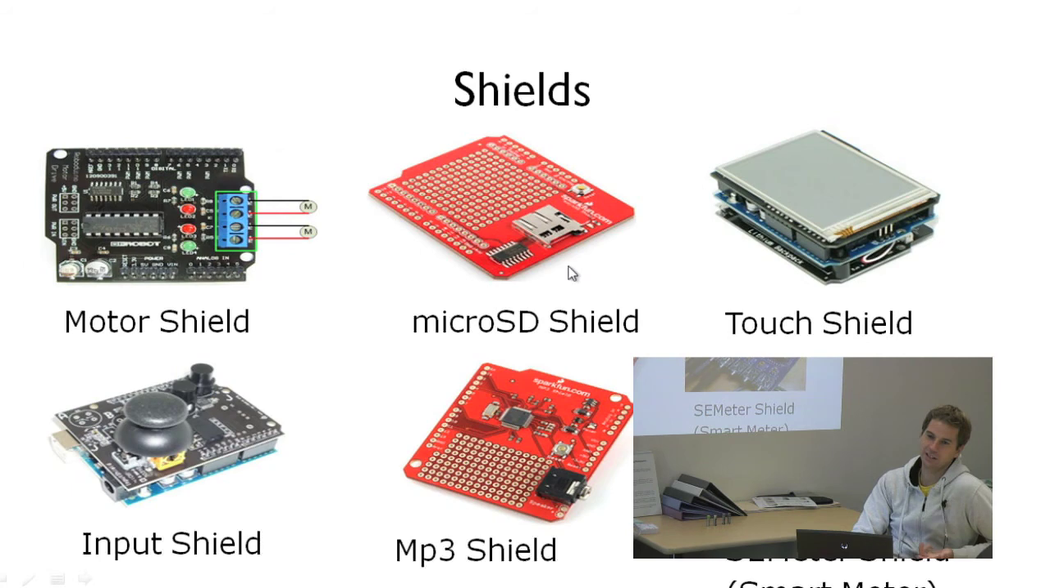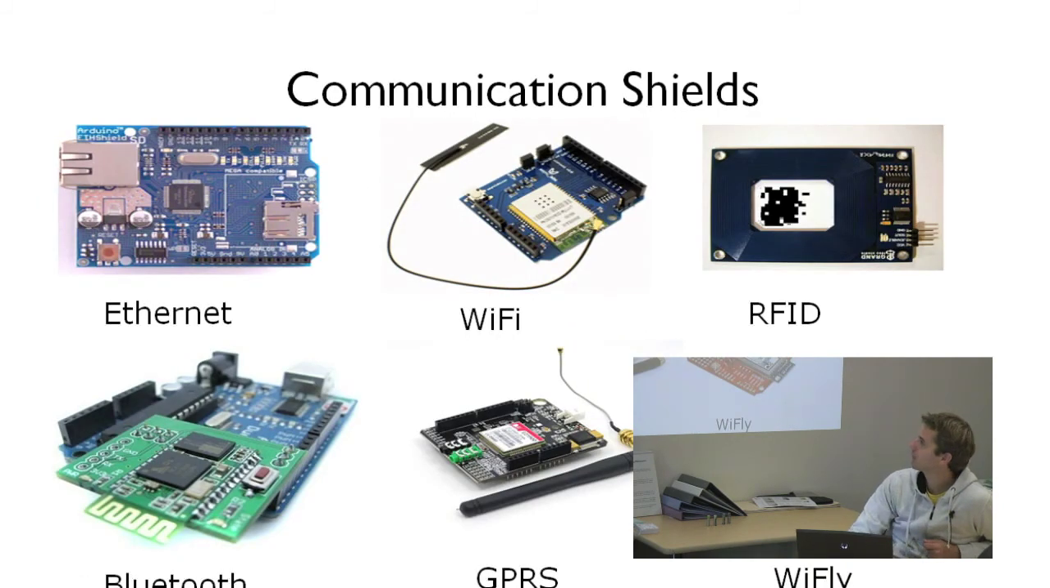Plug your micro SD in there, save data onto the micro SD. Touch shield, so if you want to control your Arduino without a computer, you've got a screen and a touch shield. Smart meters, so if you want to plug that straight into your power meter at home and find out where you're using all your power, play MP3s, an input shield, which has a little joystick and button and stuff on there as well. Communication shields, Ethernet, Wi-Fi, RFIDs.